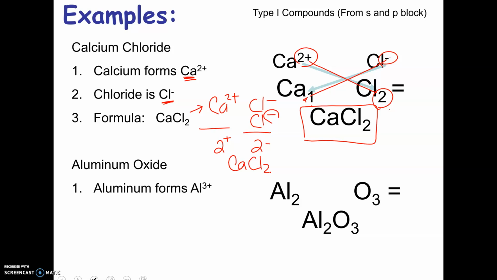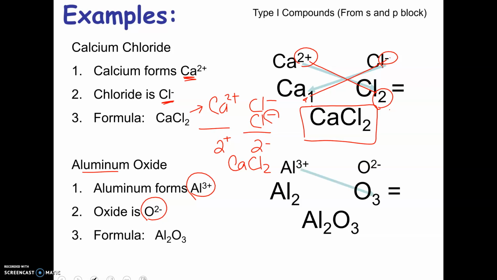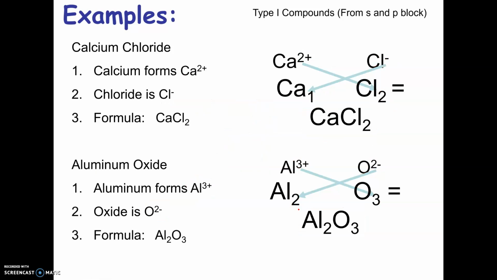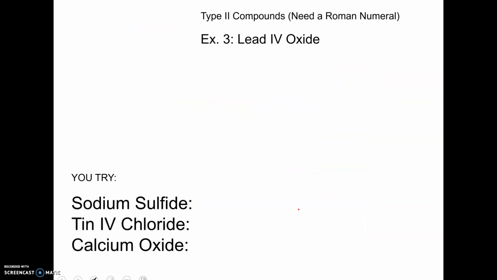All right, let's look at our second one. Aluminum oxide. First thing, we look up aluminum. It forms a +3. Then we look up oxygen, find it on the periodic table. It forms oxide, -2. We crisscross our charges. So +3 becomes a 3 down here. -2, we need 2 of these to cancel 3 of these. And here's our formula, Al2O3.